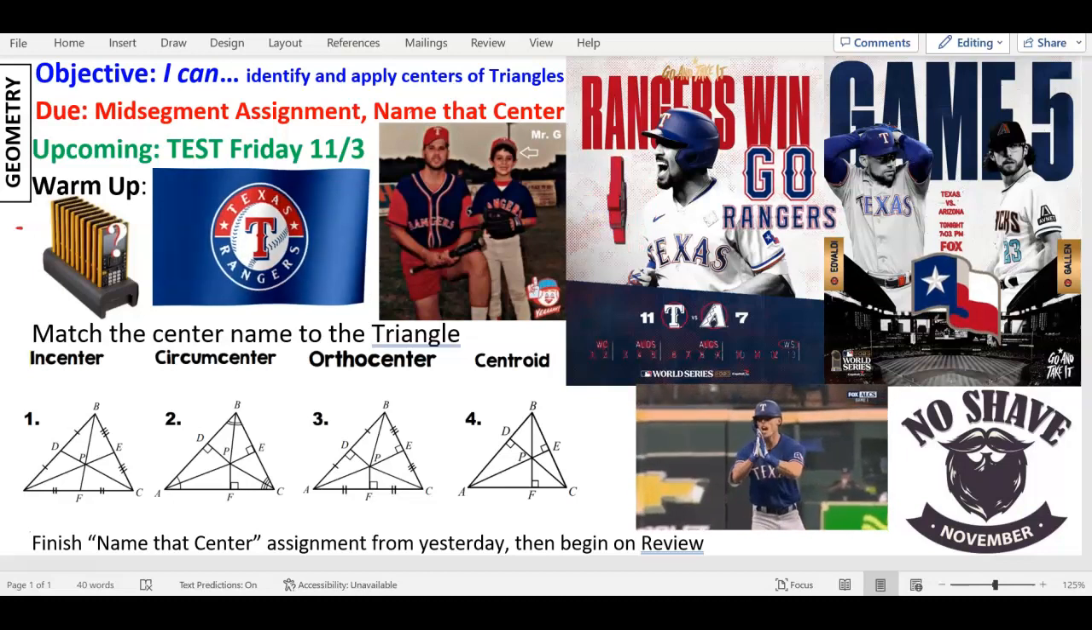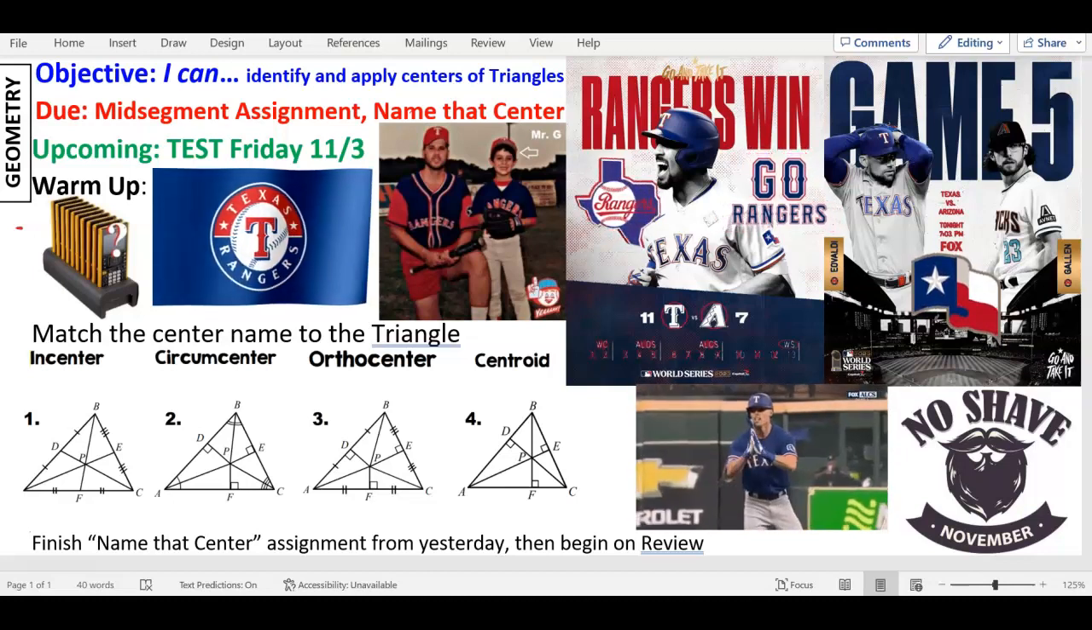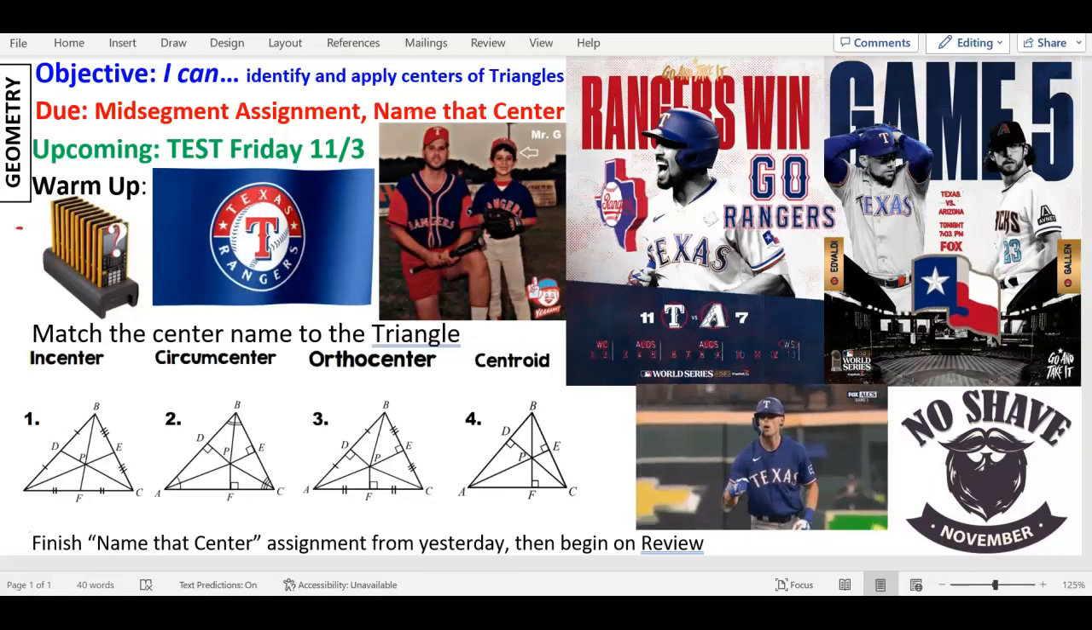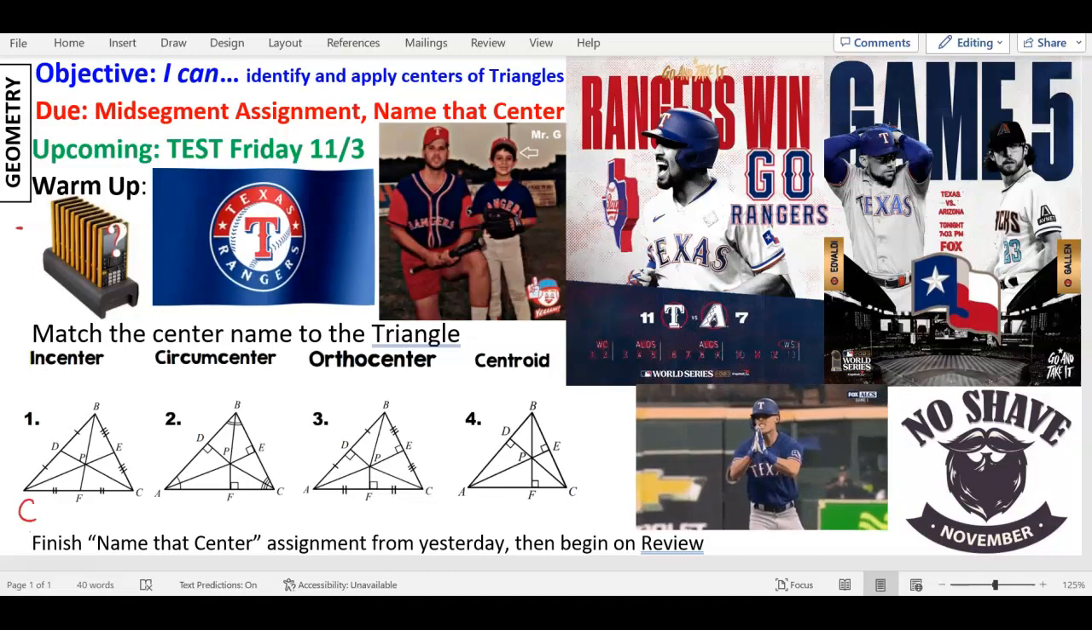Centroid, okay? So again, you look at the pictures, you can compare it to these pictures and the information that I wrote under here, okay? So again, number one, vertex to midpoints are medians. That is a centroid.